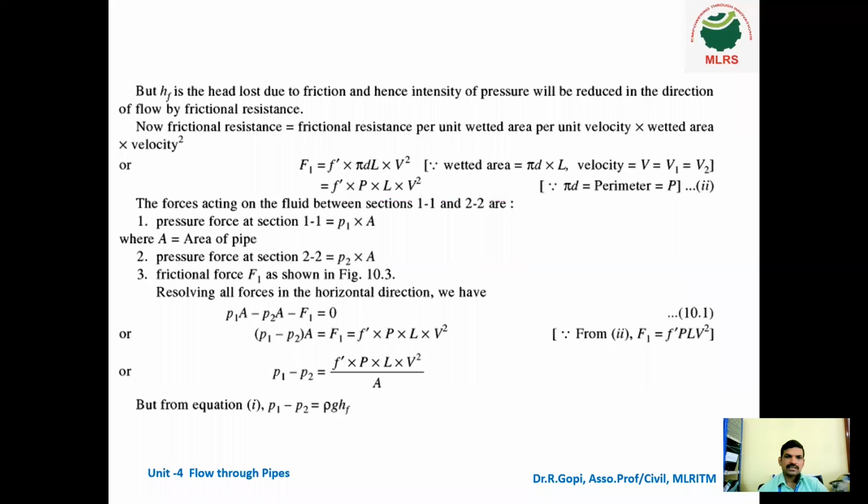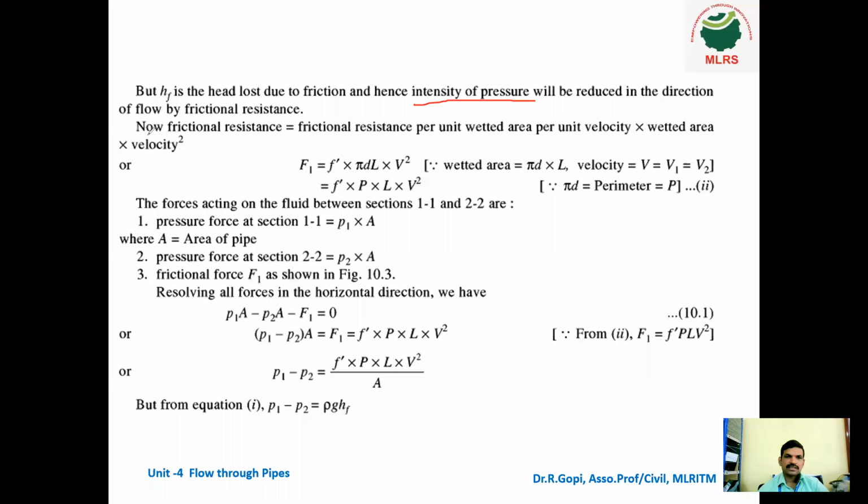Let's come to the second equation. Here we use the frictional coefficient to calculate the P1 minus P2 value. HF is the head loss due to friction, and hence the intensity of pressure will be reduced in the direction of flow by frictional resistance. That is why I said initially that P1 is greater than P2. The P2 value is very minimum. P2 is the intensity of pressure at section 2-2, that means after the friction.